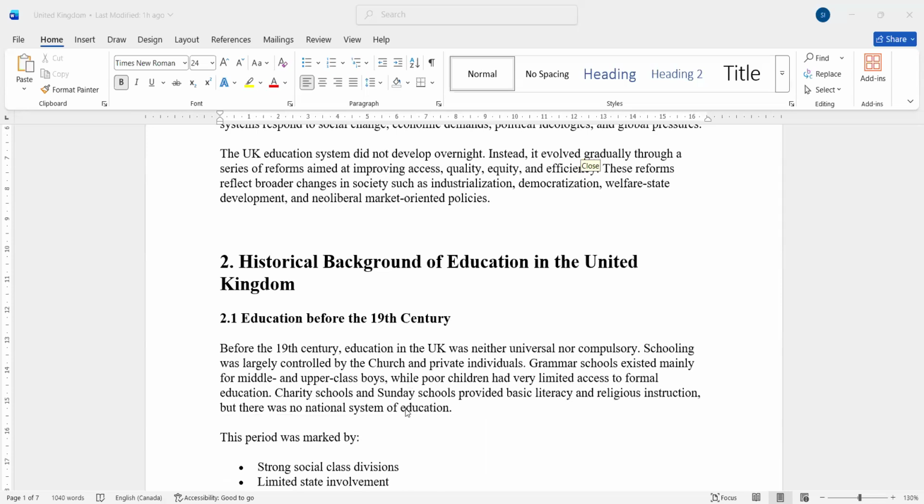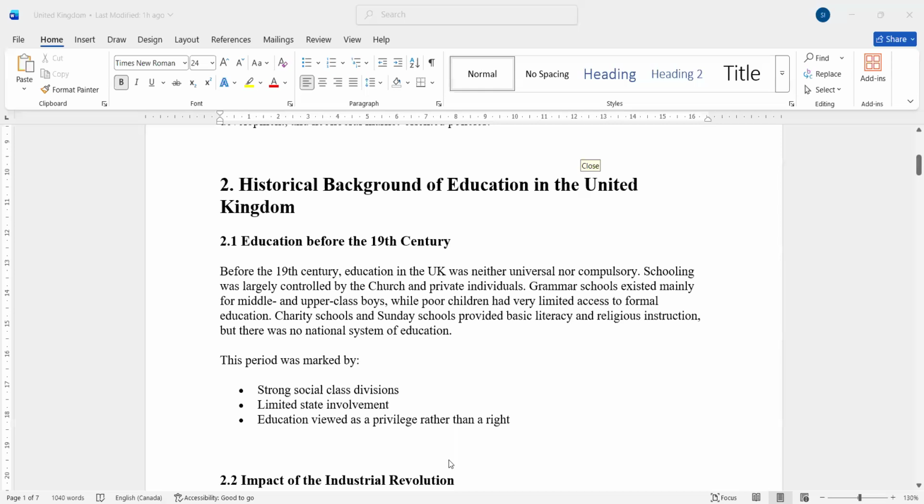Education before the 19th century. Before the 19th century, education in the UK was neither universal nor compulsory. Schooling was largely controlled by the church and private individuals. Even our education system, Gurukula, was based on religious places. Grammar schools existed mainly for middle and upper class boys, while poor children had very limited access to formal education. Charity schools and Sunday schools provided basic literacy and religious instruction.